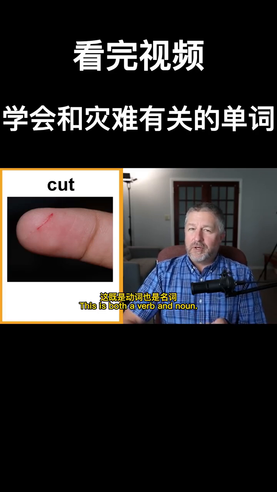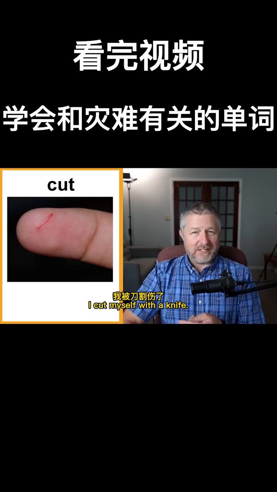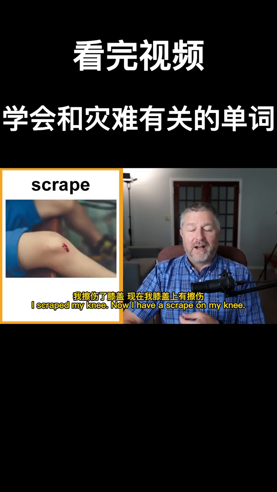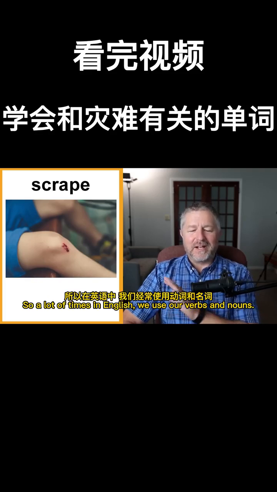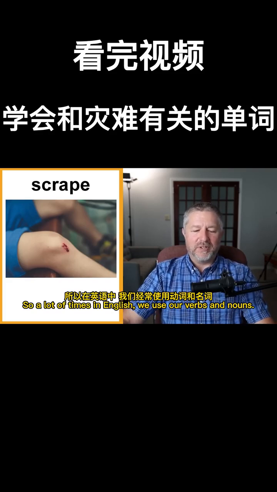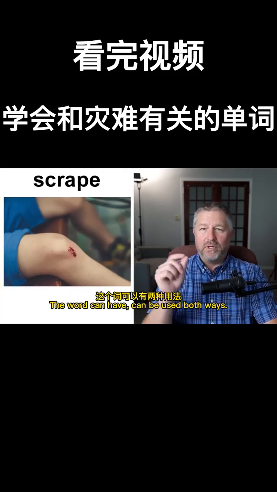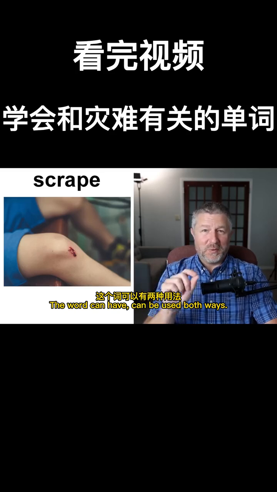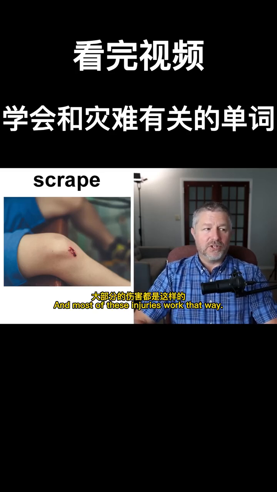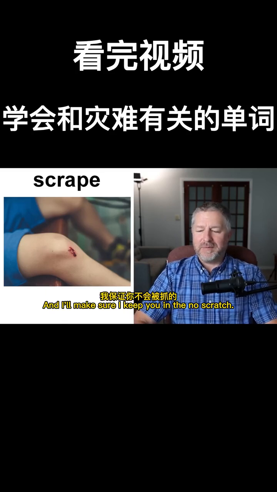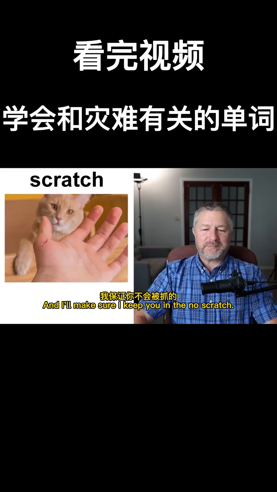This is both a verb and a noun. I cut myself with a knife. Now I have a cut on my finger. I cut myself. I have a cut. I scraped my knee. Now I have a scrape on my knee. So a lot of times in English, we use our verbs and nouns. The word can be used both ways. And most of these injuries work that way. And I'll make sure I keep you in the know.